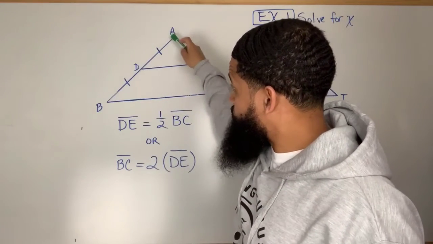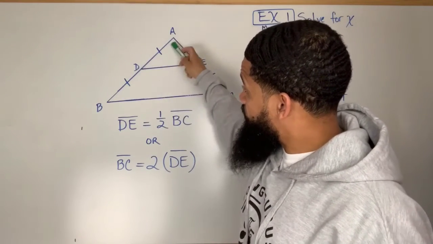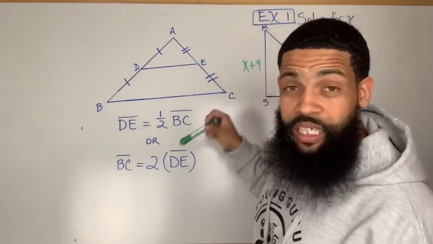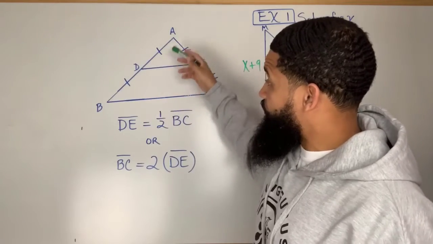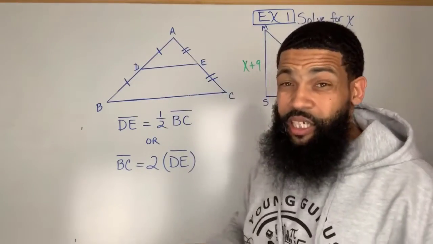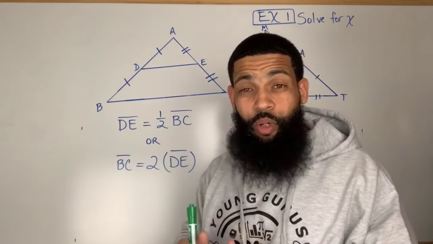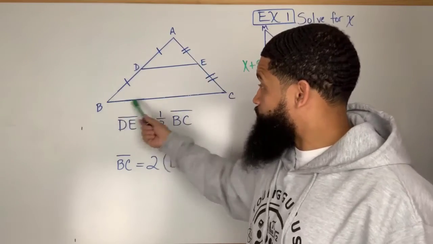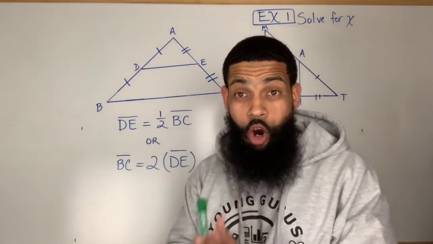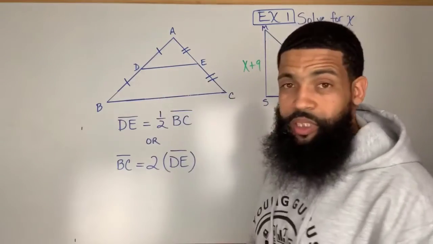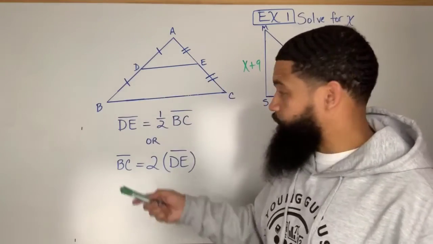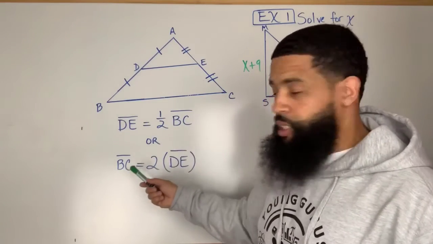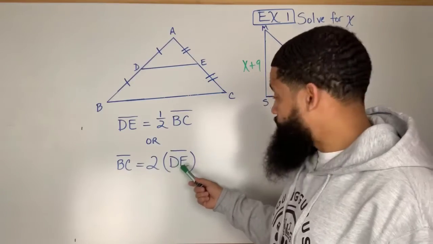Once again, if I have a segment that connects two sides of a triangle at the midpoint of both of those sides, so here the midpoint of AB is D, and the midpoint of AC is E. So this mid-segment DE connects AB and AC. Since it connects them at the midpoints, segment DE is equal to half of segment BC, and it also means they are parallel. DE is parallel to BC. In math talk, it looks like this: segment DE is equal to half of segment BC, or segment BC is equal to 2 times segment DE.